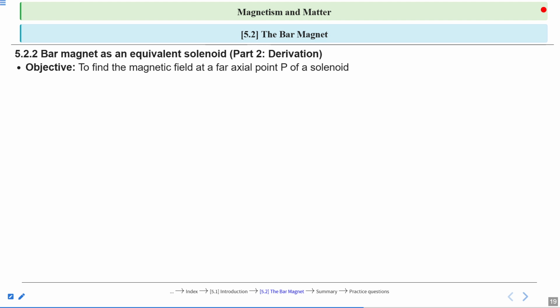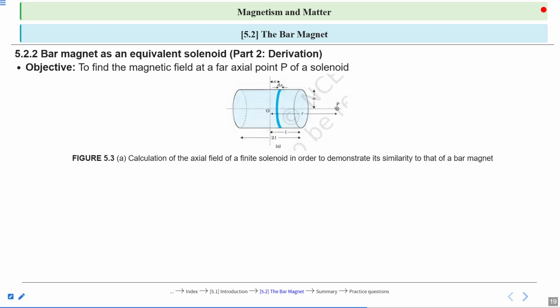So part 2, derivation. Now we will derive the magnetic field at a very large distance for a solenoid. We have derived it for a loop. So the objective is to find the magnetic field at a far axial point P of a solenoid. So consider it as a solenoid.